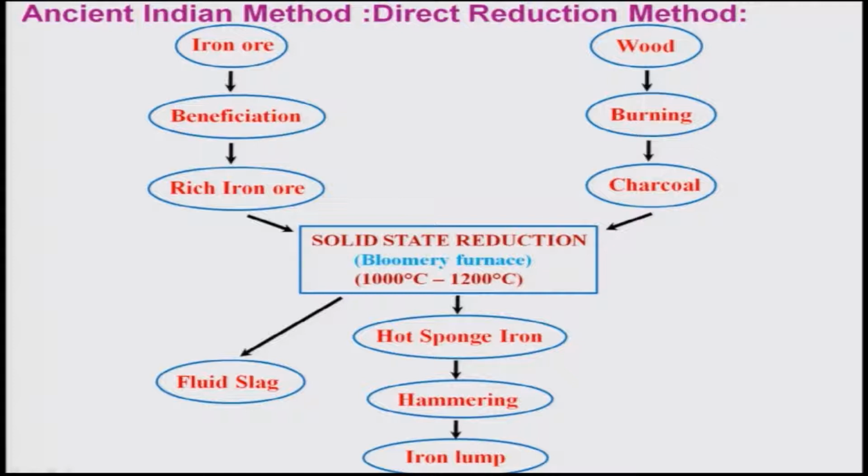For that you need to use a lot of energy and also extra. And of course, you will get the fluid slag, which is very easy to remove, and you end up getting hot sponge iron. Nowadays, people talk about sponge iron, which is cheaper than the iron made in the blast furnace, and you just hammer it and then you get the iron lump, which is a much easier process of getting iron in the ancient method, based on the direct reduction of the iron ore.